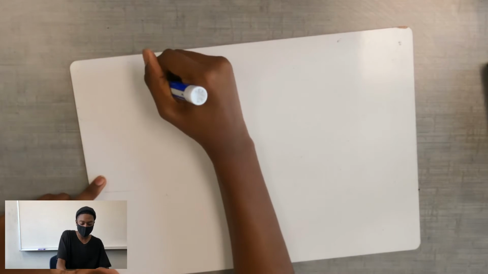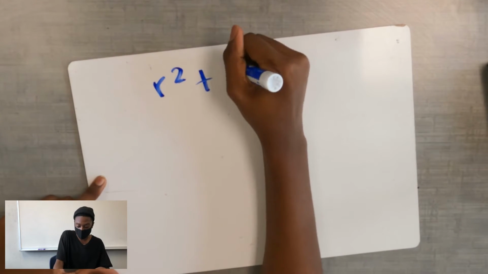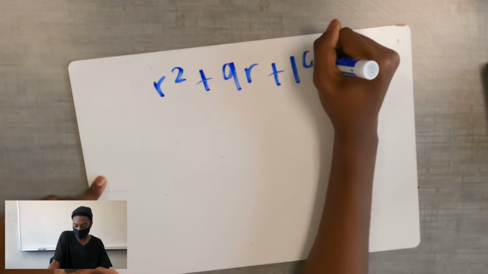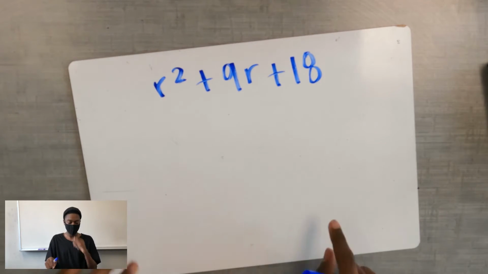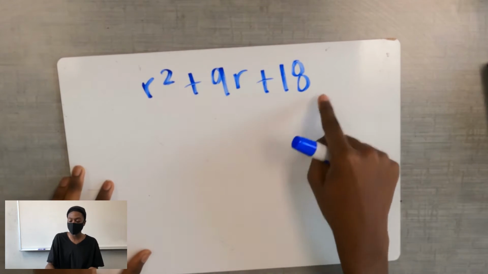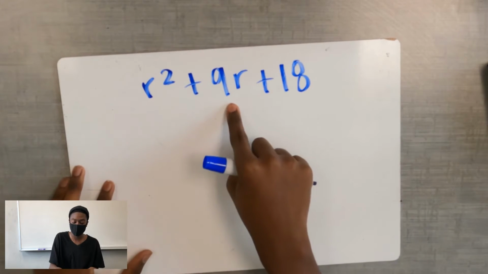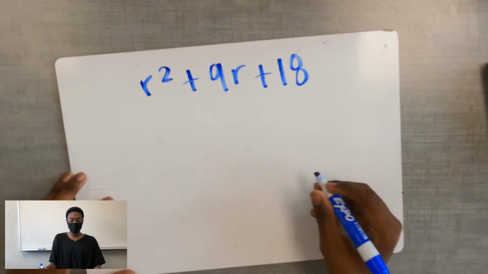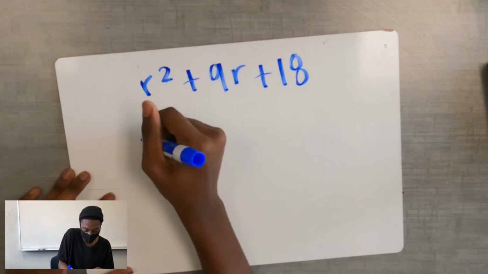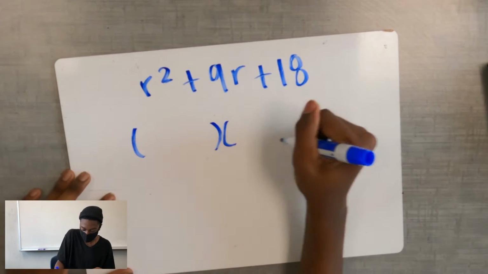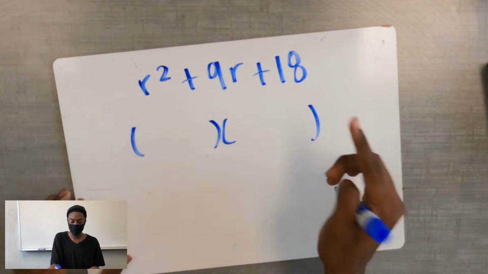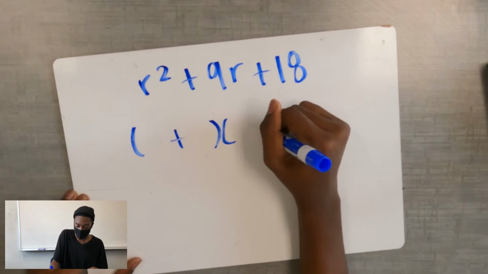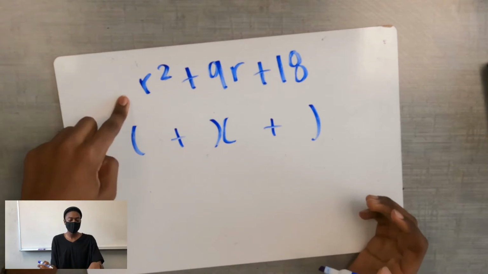So let's get started. Our first problem is r squared plus 9r plus 18. When factoring, we want to keep some things in mind. We want to find two numbers that multiply to get this number here, but also add together to get this number right here. With that being said, let's set up our parentheses. Additionally, keep in mind that this is positive, so everything is going to be positive, so we can have this.